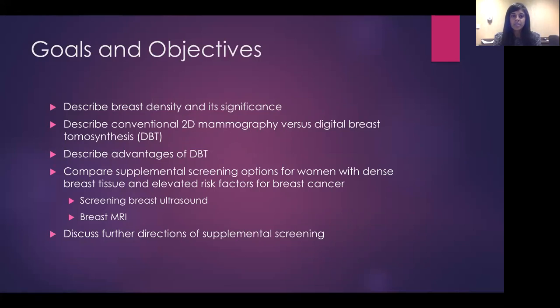And then I'll talk a little bit about some of the supplemental screening options available for women who have dense breast tissue as well as elevated risk factors for breast cancer. Specifically, I will talk about screening breast ultrasound as well as breast MRI. And then I'll briefly mention some further directions about supplemental screening.